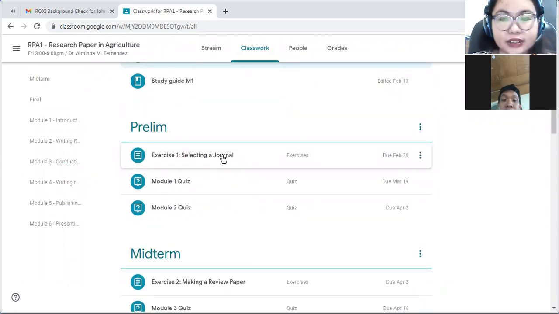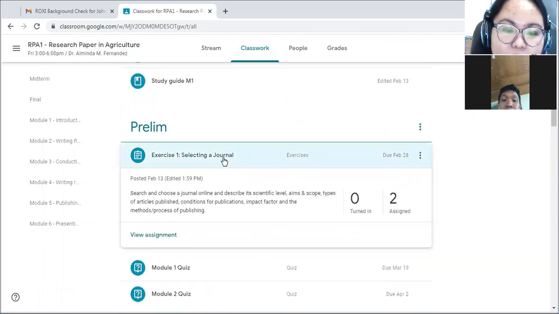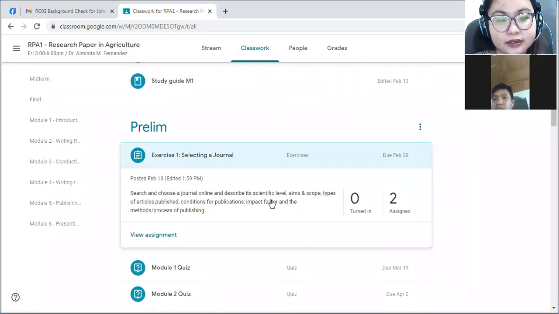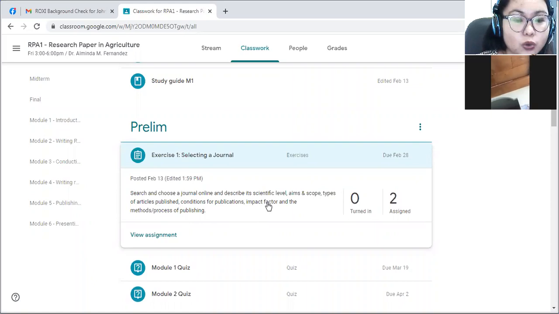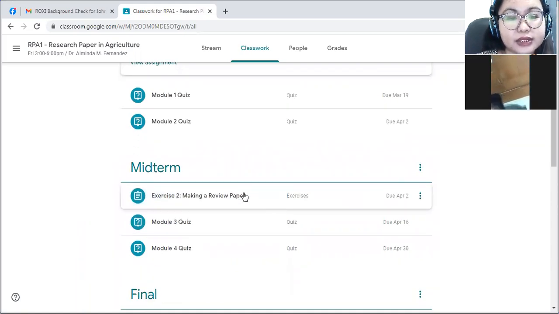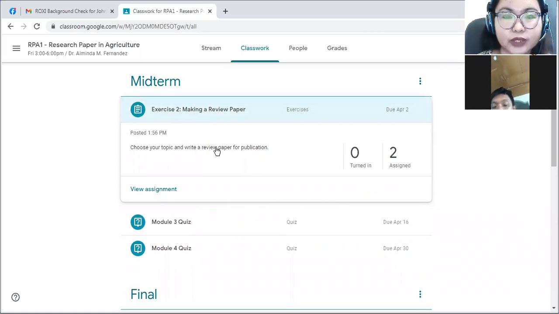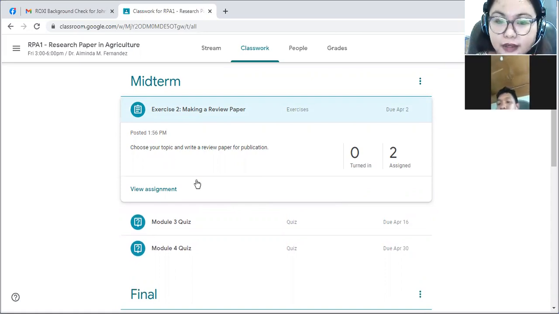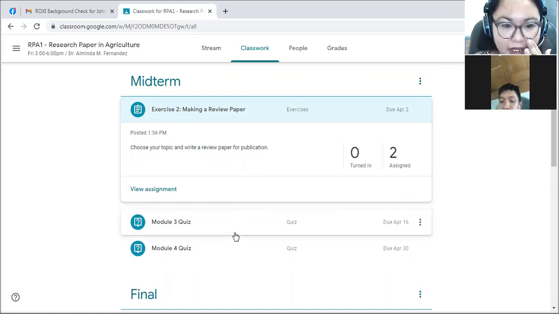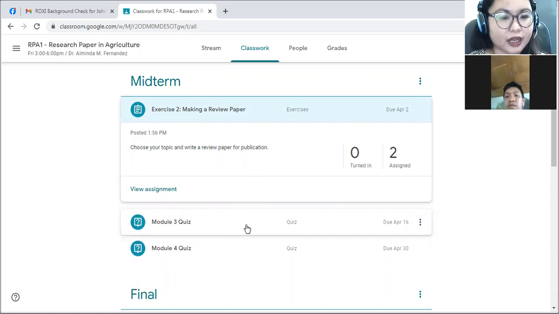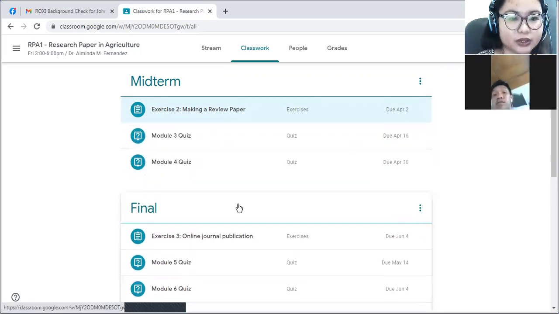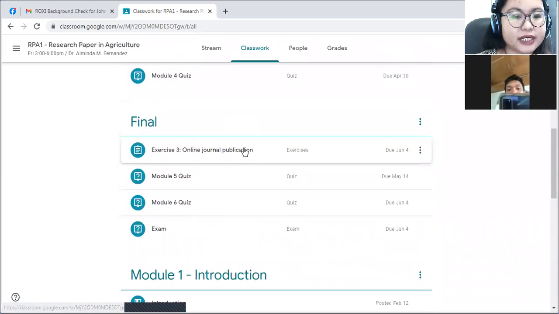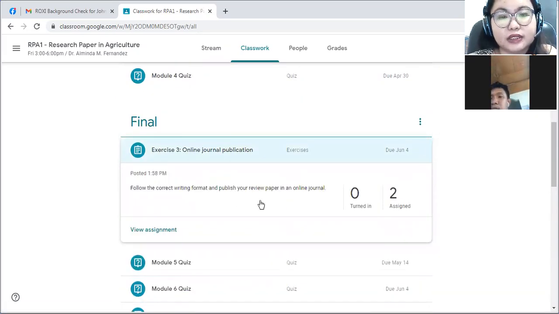You have only 3 exercises. Exercise 1 is to select a journal and be familiar with its aim, scope, etc. For Exercise 2, which, again, is 40% of your grade, you're going to choose your topic and make a review paper, which is the one you are going to publish. We will learn what a research paper is and how to write it during our lecture. And Exercise 3 is publishing itself in a journal publication.